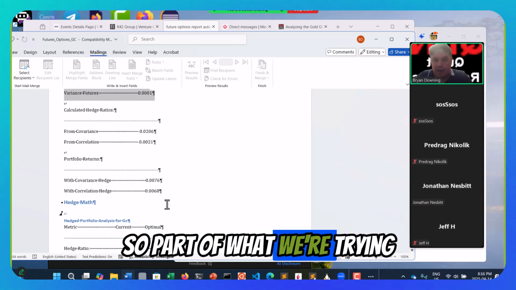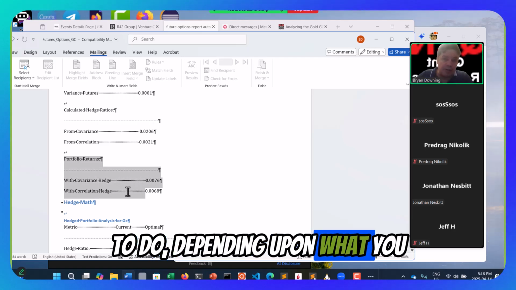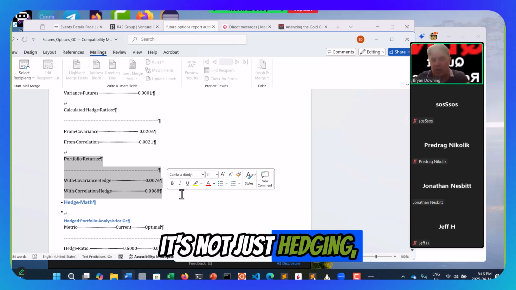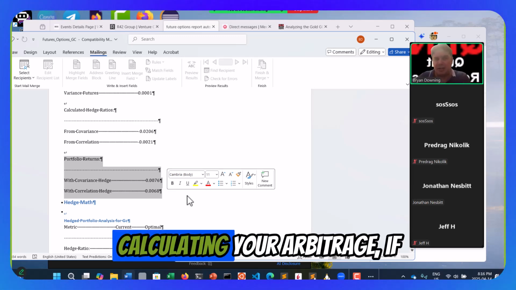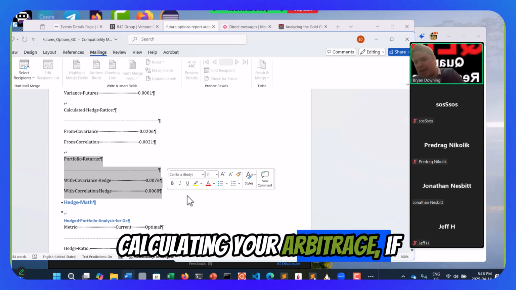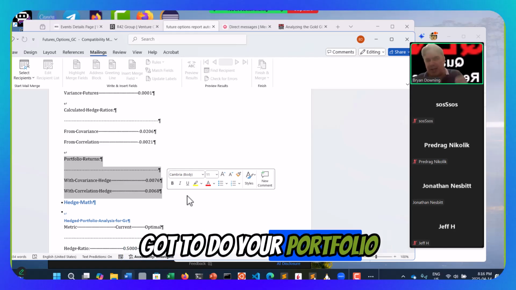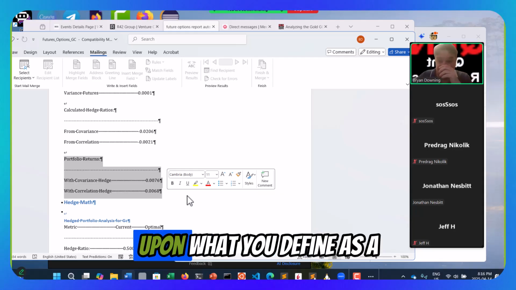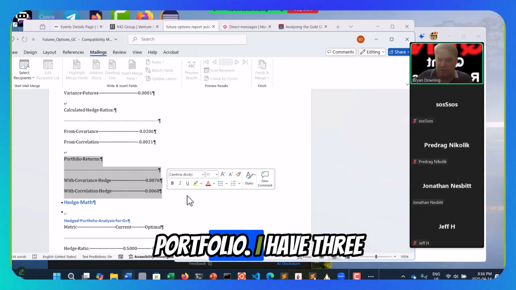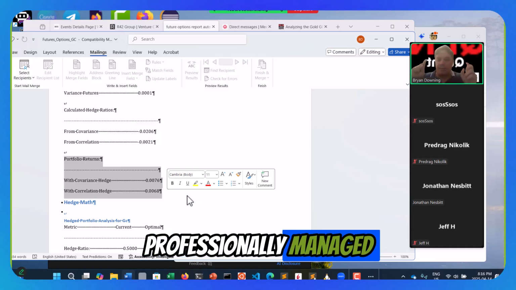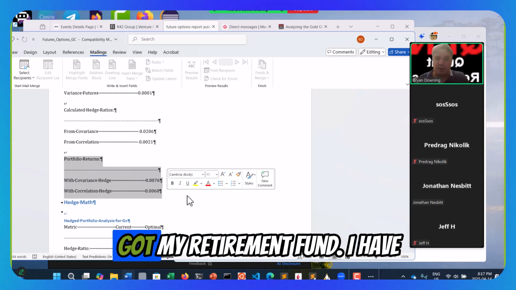Part of what we're trying to do, depending upon what you define as a portfolio, is not just hedging or calculating your arbitrage. The other big thing is you've got to do your portfolio analysis as well. I have 3 portfolios. I've got a professionally managed portfolio I don't touch, call it my retirement fund.